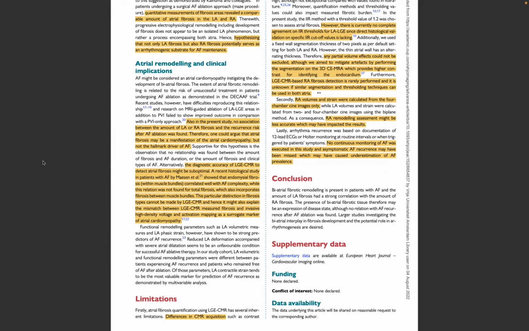And I think good to add is also that it is assumed that the left atrial late gadolinium enhancement reflects atrial fibrosis, but we cannot exclude that there are influences of edema and inflammation that can also result in a higher signal intensity in the atrial wall. So we assume it reflects fibrosis, but it's also not exclusively reflecting fibrosis.